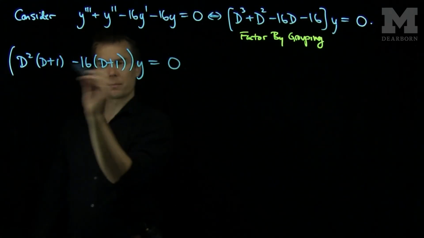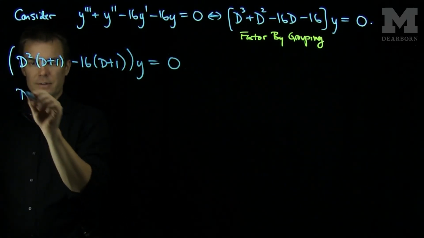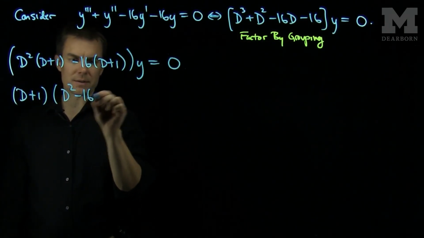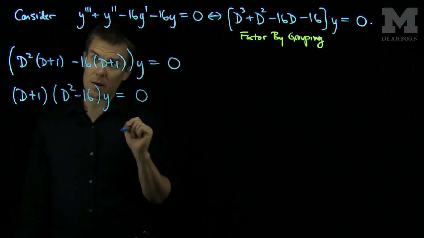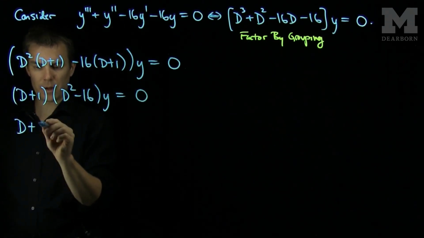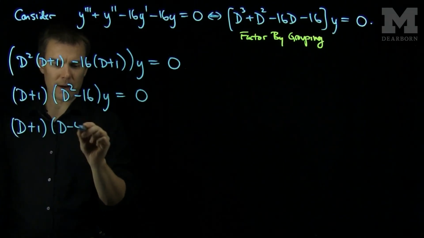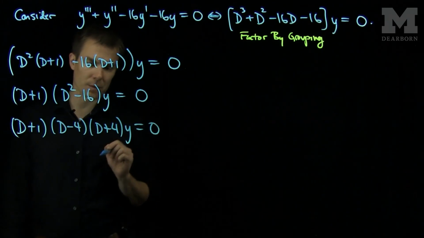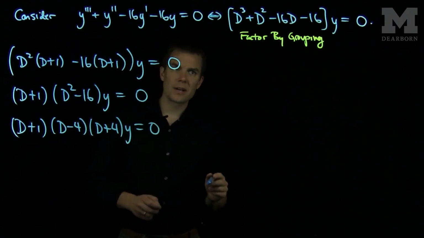Now these two terms on the left-hand side have a factor of D plus 1, so we pull out a D plus 1. And then I have a D squared minus 16 applied to y equals 0. Now this is a difference of two squares, so this will be D plus 1, D minus 4, D plus 4 applied to y is equal to 0. And now I have three distinct linear factors.